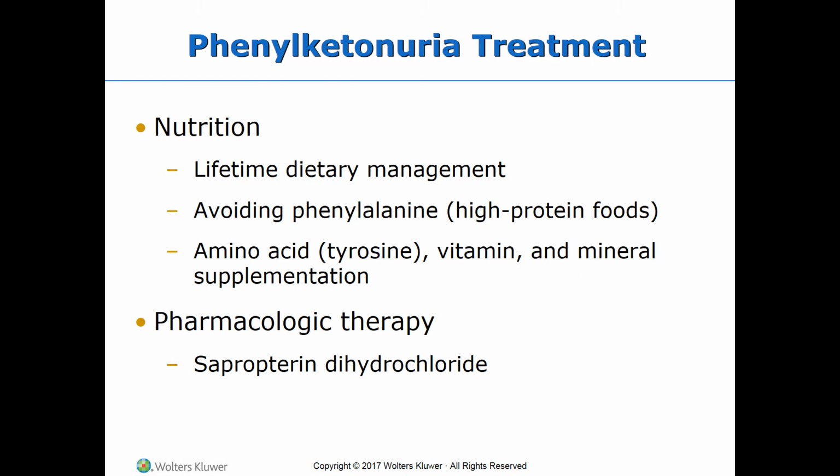Some of the specific food restrictions for phenylalanine include those that are high in protein like meat, dairy products, nuts, beans, and starch. Acceptable foods are those that are low in protein, including fruits and non-starchy vegetables.